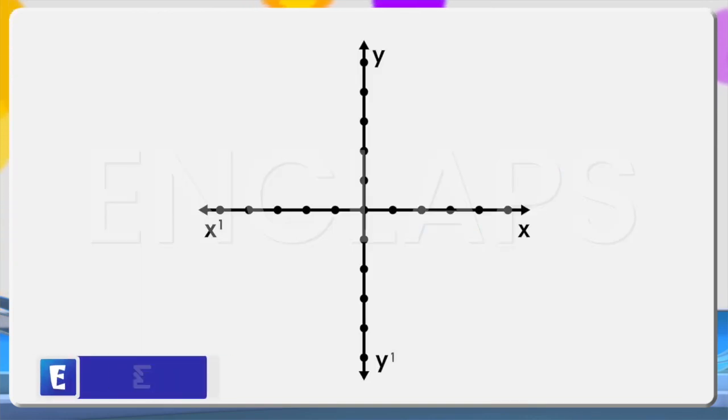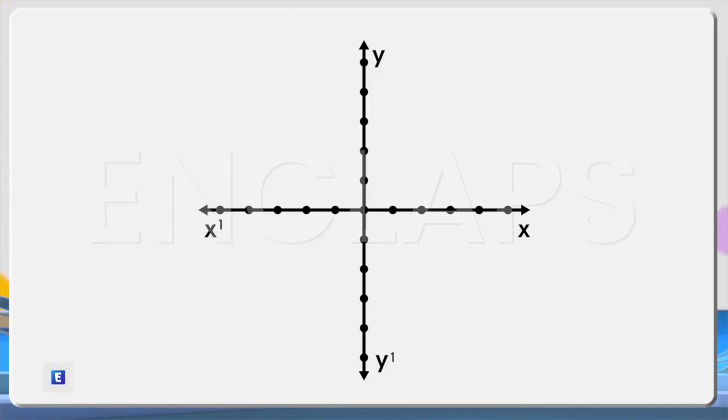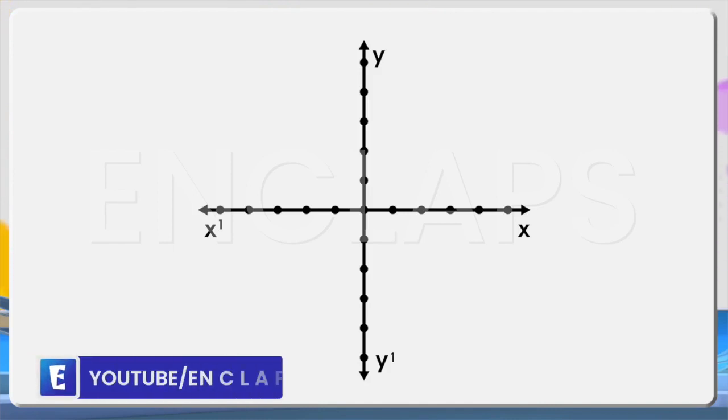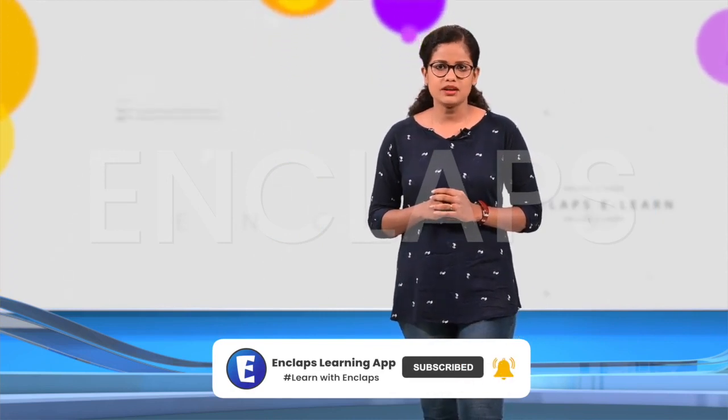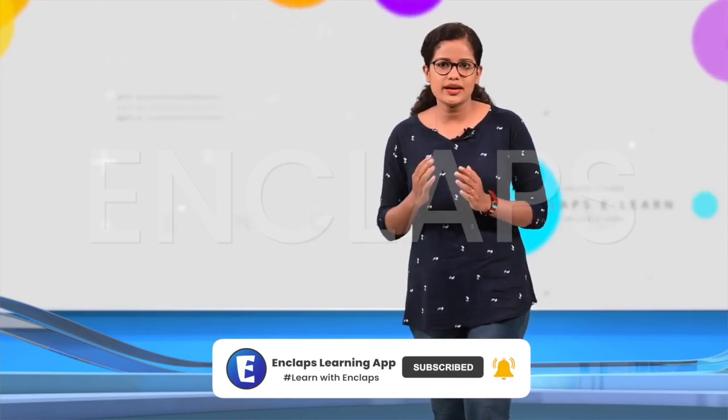When drawing pictures using axes of coordinates, the x-axis is labelled by x'-x and the y-axis by y'-y. The point where these intersect is labelled O and this point is called the origin. You have learned how to find coordinates of a point using axes. Find out more examples yourself.